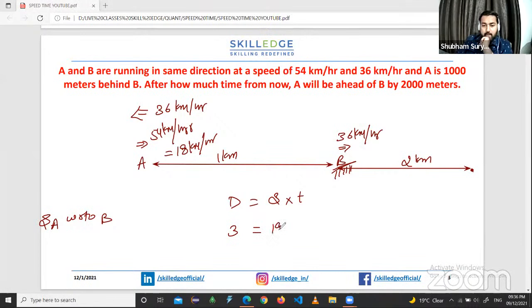Speed has to be 18 kilometers an hour, and let T be the time. Therefore, the value of T comes out to be 3 divided by 18, which is equal to 1 by 6 hours, guys. We can convert it in the form of minutes. So 1 by 6 hours is nothing but 1 by 6 into 60. So it's going to be 10 minutes over here, guys.